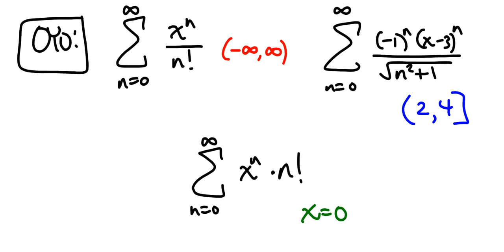So in the first case, rho turns out to be 0, and that's always less than 1. In the second case, we get an interval centered at 3, because that's an x minus 3, so the interval has to be centered at 3. 4 is in, 2 is out. And then in the third case, we get a rho that's infinity, and infinity is always bigger than 1.